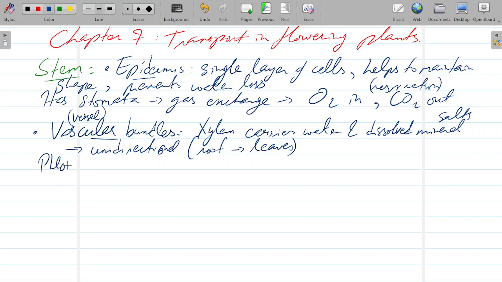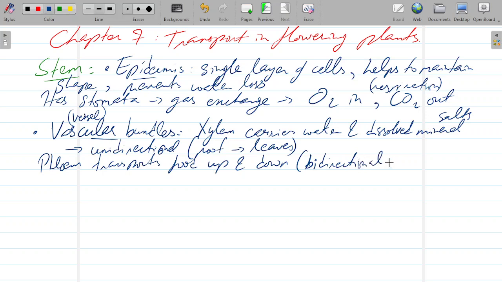And then you've got the phloem, which transports food up and down. So I'm writing that on the board to tell you that the flow inside the phloem is bidirectional. Bidirectional movement in the plant.